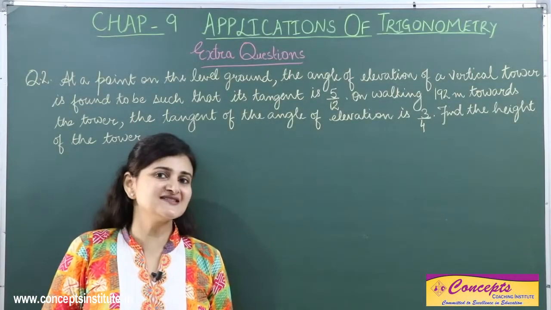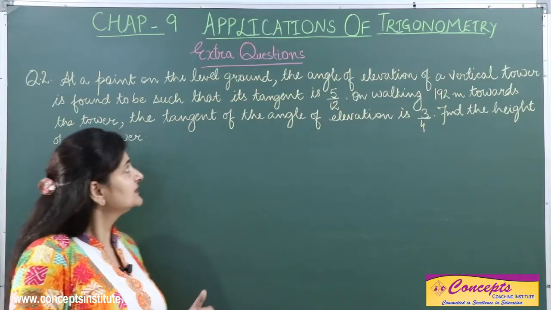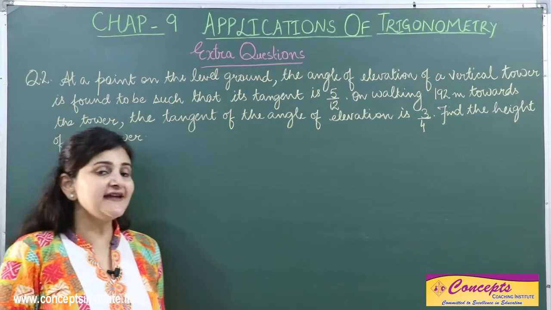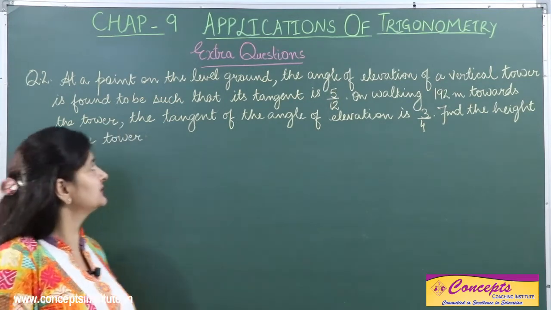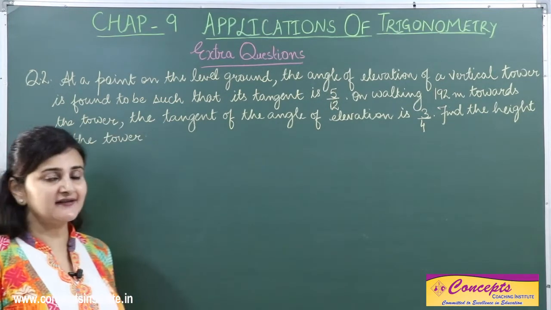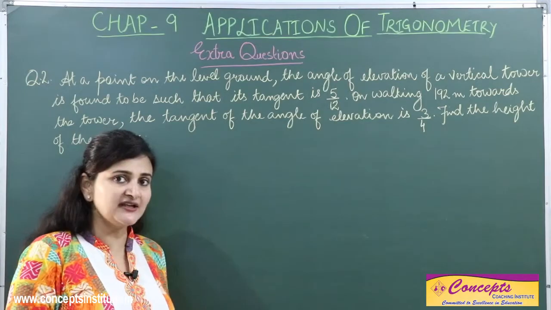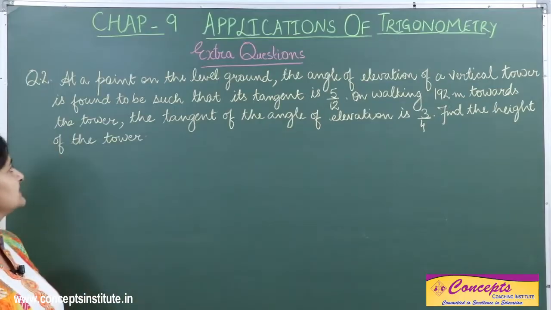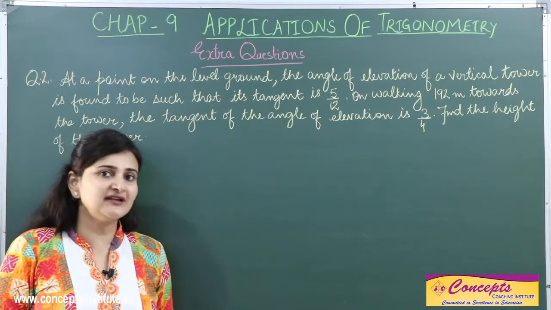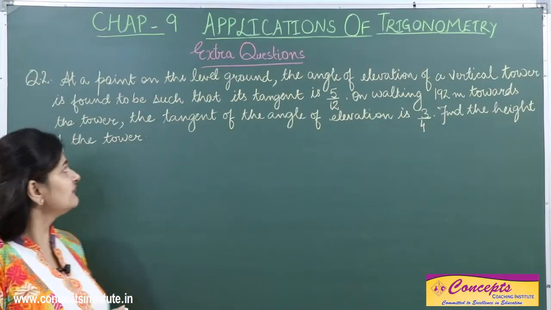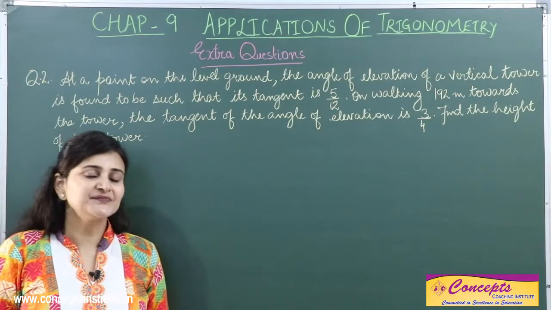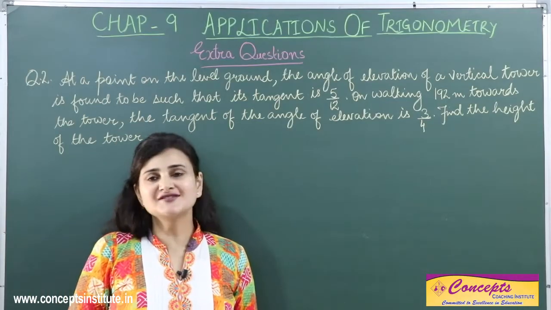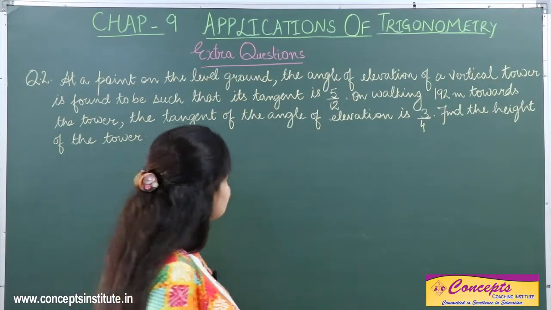Right, students, so let's look at the second extra question. The question is, at a point on the level ground, the angle of elevation of a vertical tower is found to be such that its tangent is 5 upon 12. On walking a distance of 192 meter towards the tower, the tangent of the angle of elevation is 3 upon 4. Find the height of the tower. Now students, let me tell you, this question is slightly different, but it is not difficult, right? So let's see how do we do it.